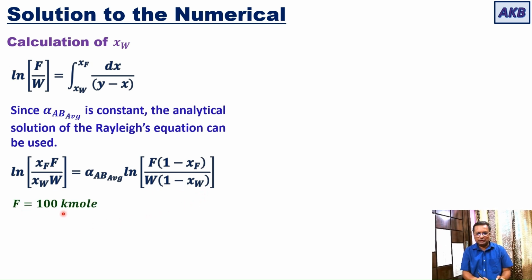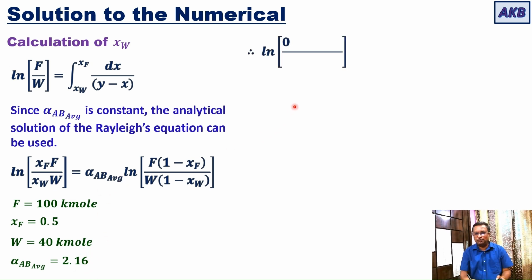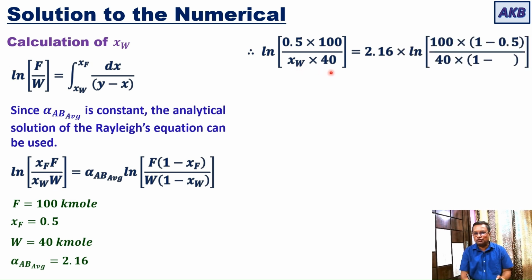So F is known to us, it is 100 kilomole, that is the basis. XF is 0.5, W we obtained for F to be 100 kilomole is 40 kilomole. Alpha AB average is given to us, it is 2.16. Now let us use these values in the equation. So you have ln of 0.5 into 100 divided by XW into 40, that is equal to 2.16 into ln of 100 into 1 minus 0.5 divided by 40 into 1 minus XW. So I have used all the known values in the equation.